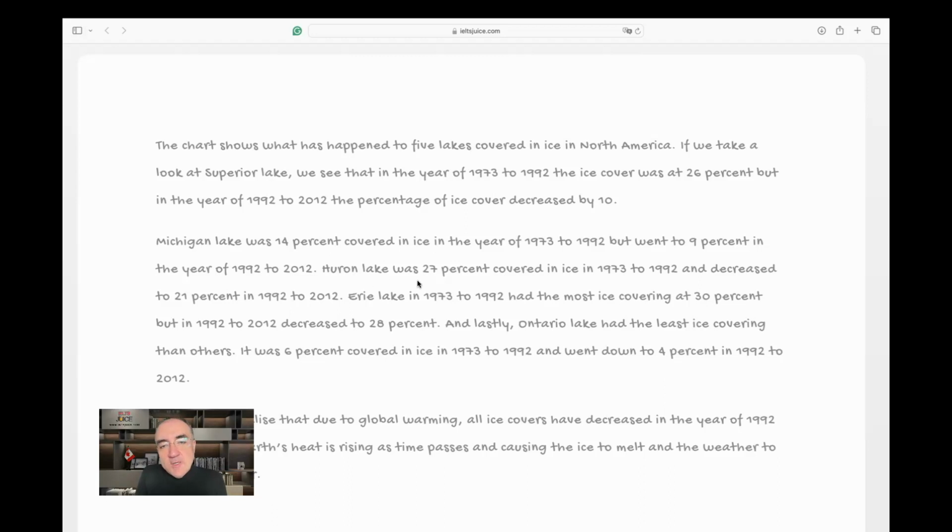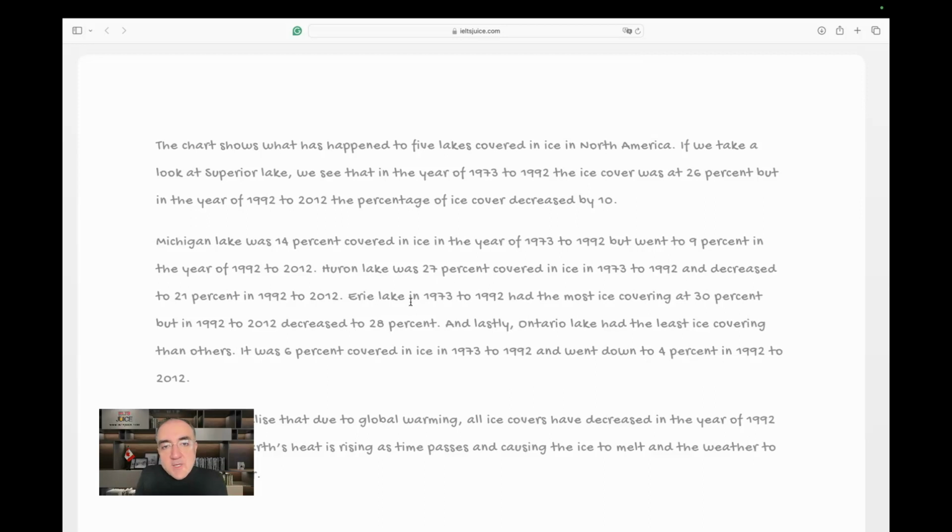Lake Huron was 20% covered in ice in 1973-1992 and decreased to 21%. Kill me with this repetition in the following period. You see, I'm just playing with words.